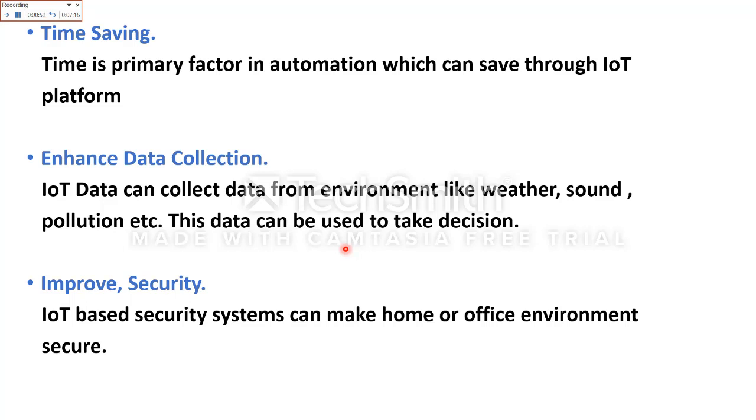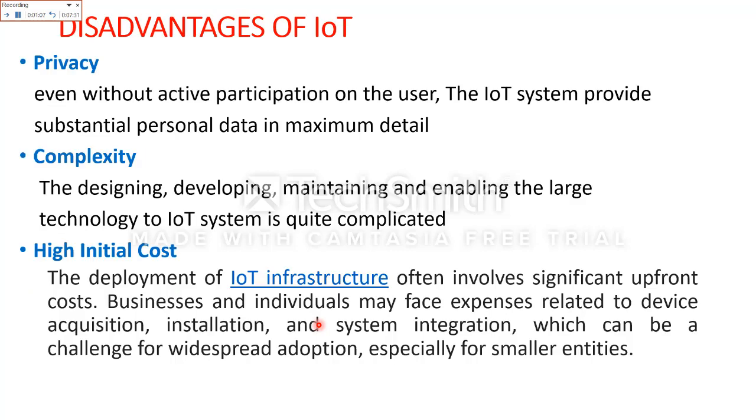The next advantage of IoT is improved security. IoT based security systems can make home or office environment more secure, right? So of course the security component gets involved in the IoT system and the system becomes more efficient.